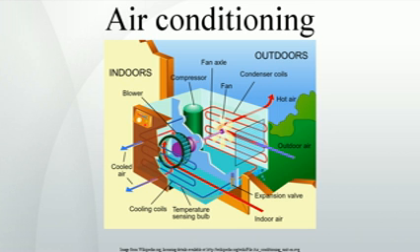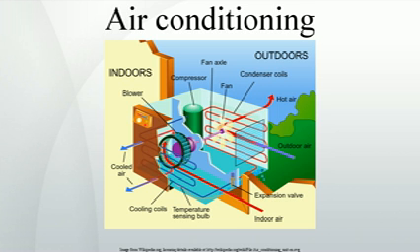Design. Types. Window and through-wall. Room air conditioners come in two forms: unitary and packaged terminal (PTAC) systems.